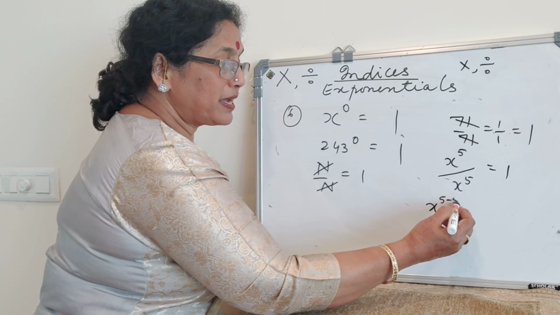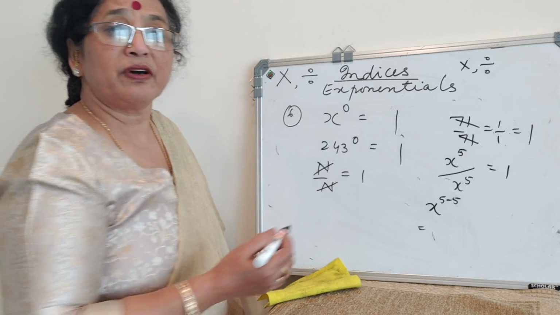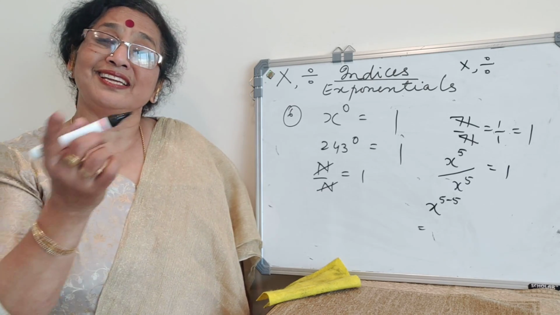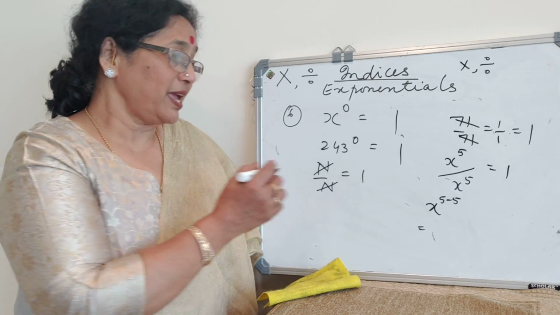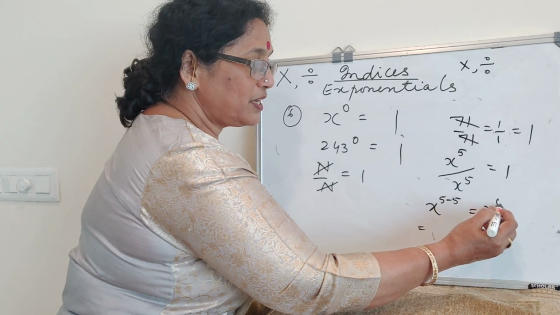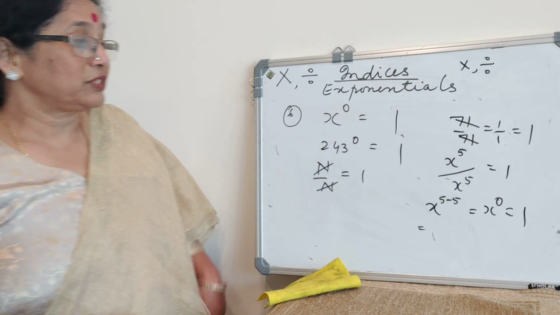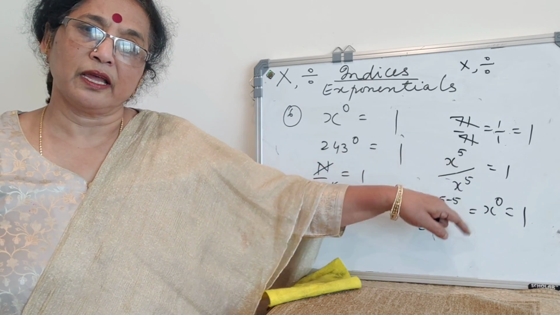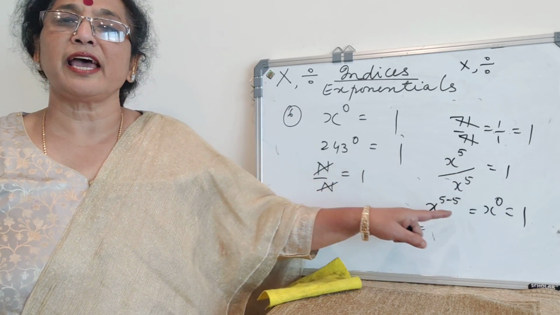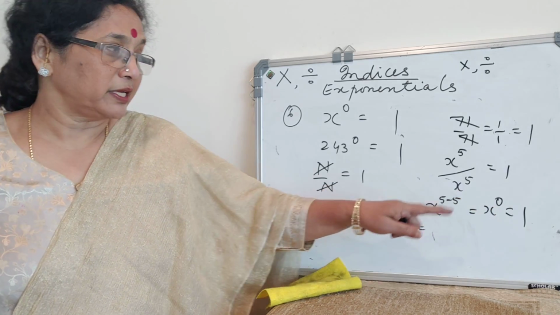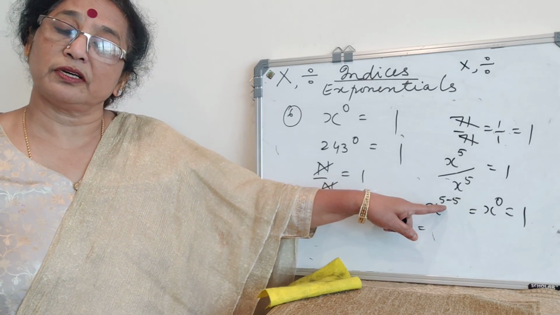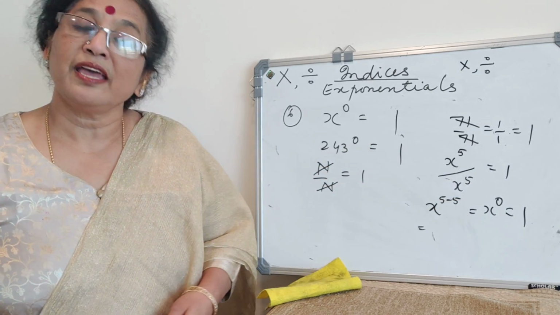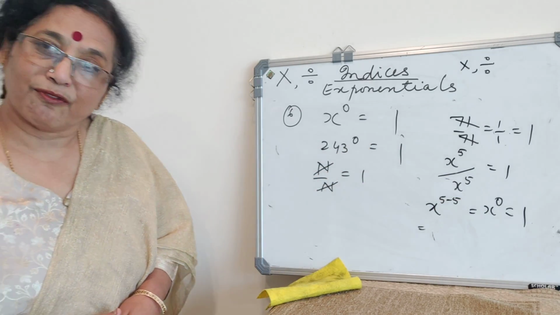Okay, 5 minus 5, the numerator's power minus the denominator's power, if you are writing it in the numerator. So the answer is x to the power 0, and that is 1, because just now you saw all the x's, each x gets cancelled. There are as many x's in the numerator as in the denominator. If you follow the law of indices, for division we subtract the powers. That is why x to the power of 0 is 1.